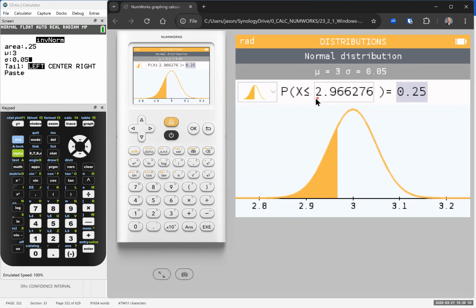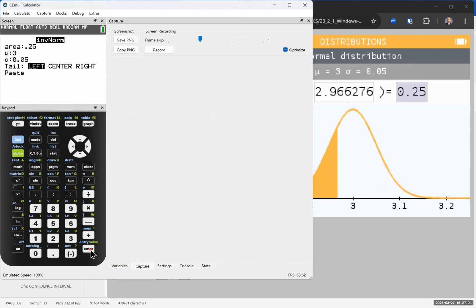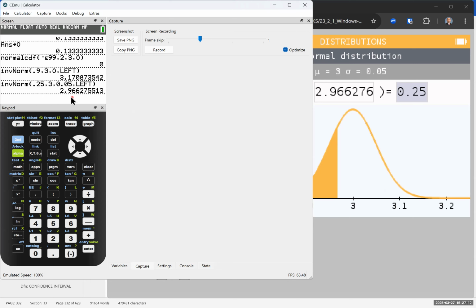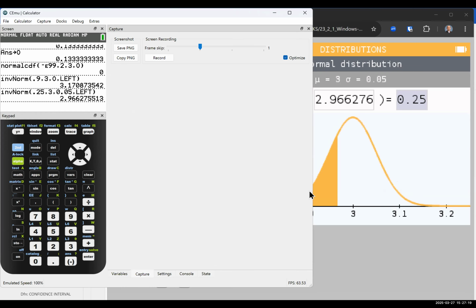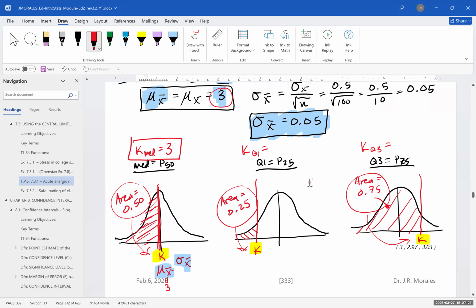So we get a value of 2.966 over here with the Texas Instruments. Don't know why it's not moving off of the left for me. 2.966. Okay, same answer. So this is going to be 2.966, which is 2.97. You round it.